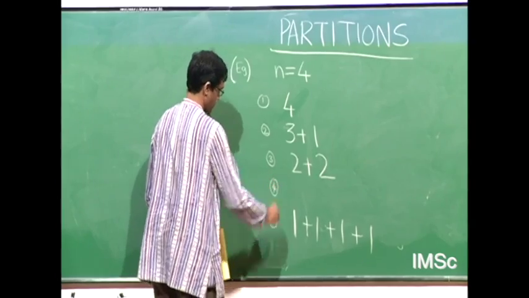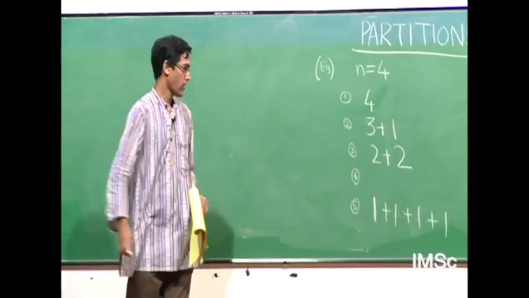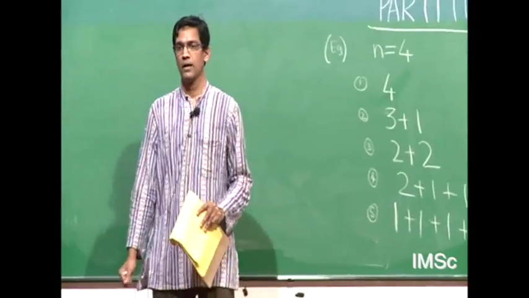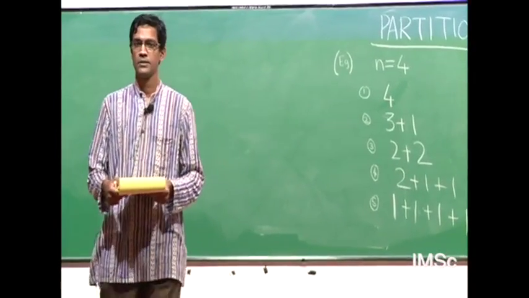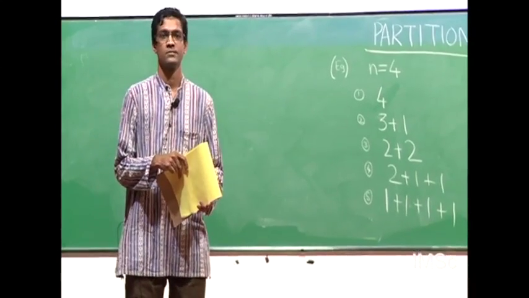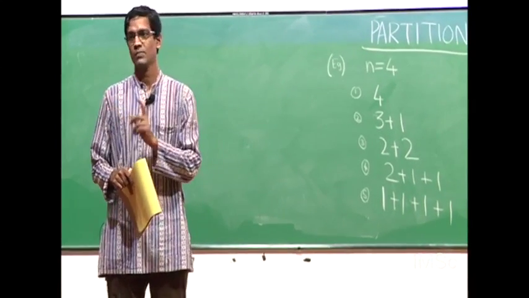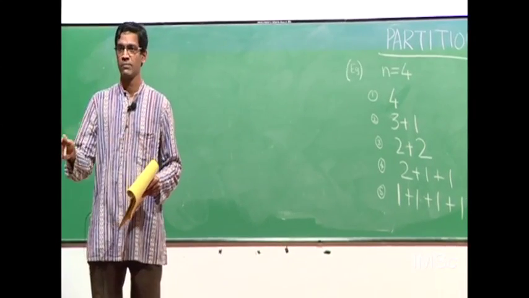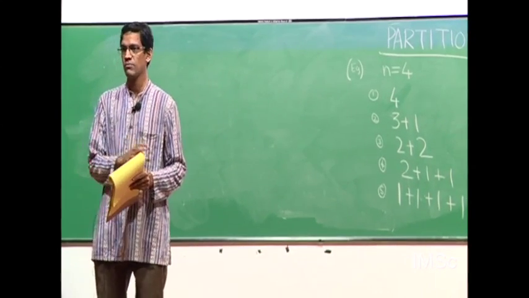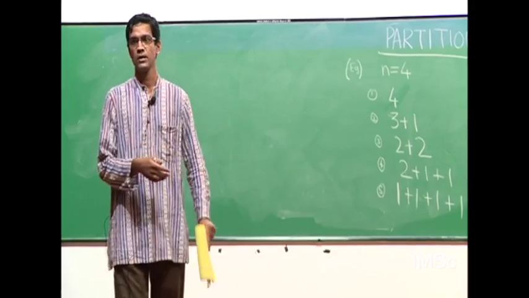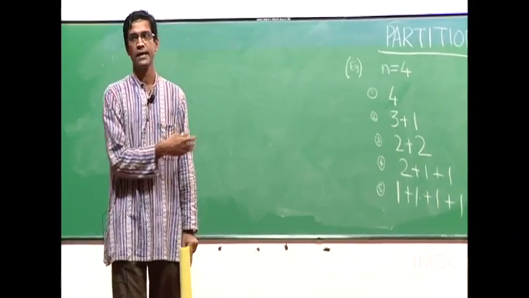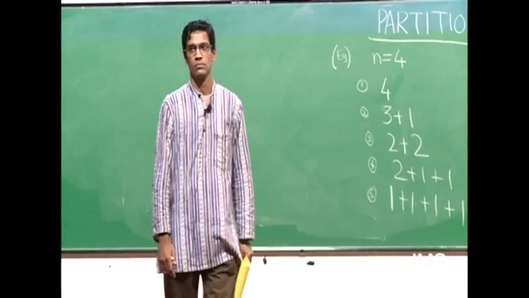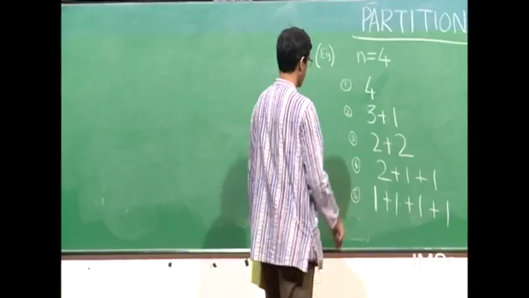Am I missing any? Okay, so 2 plus 1 plus 1. Am I missing any more? Is there any other way of writing 4 as a sum of other numbers? Right, minus 1 plus dot dot dot. So the condition is I don't want to have 0 or negative numbers involved. I only want to write it as a sum of positive integers, which means this is pretty much it. I can't really decompose it in any further way. So these are all the partitions of 4. What I have done is written out all the partitions of 4.